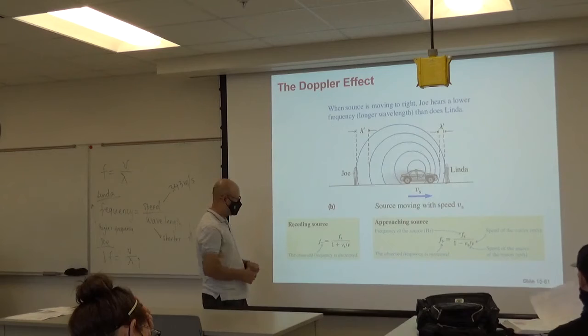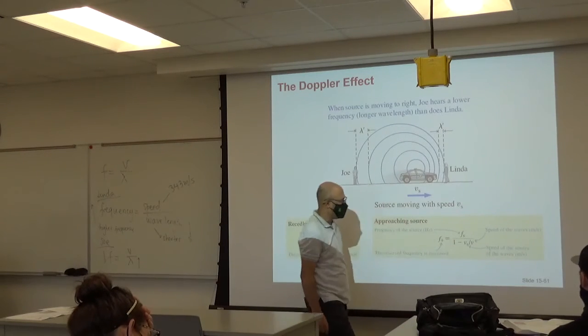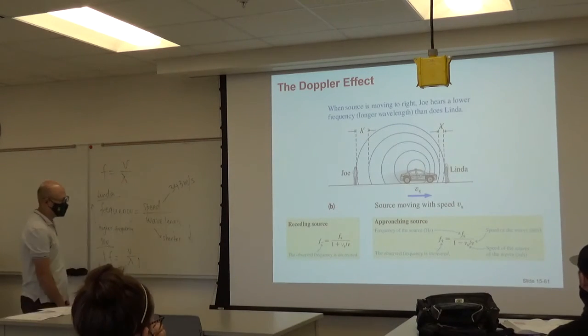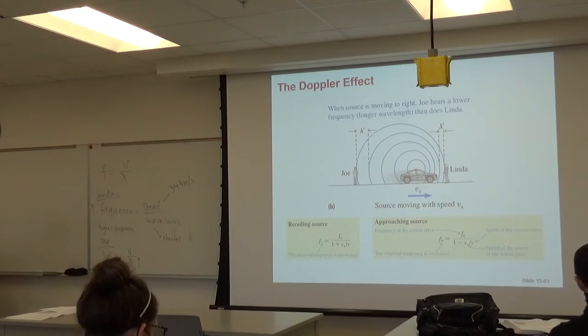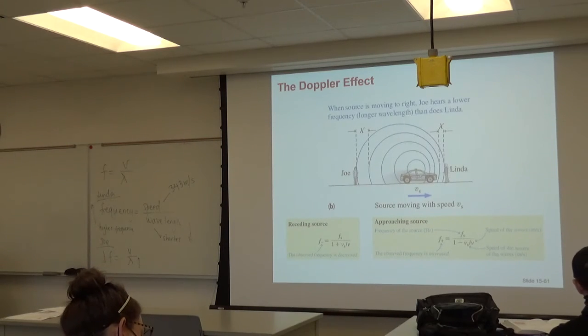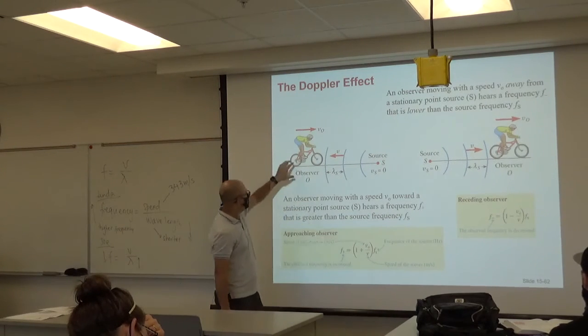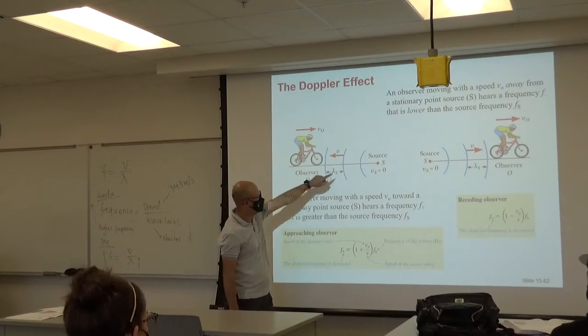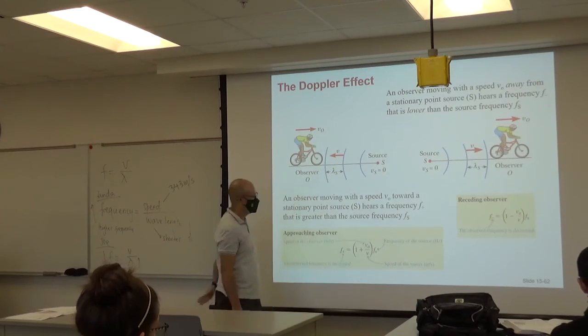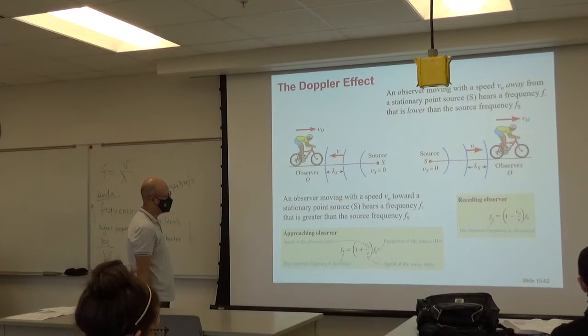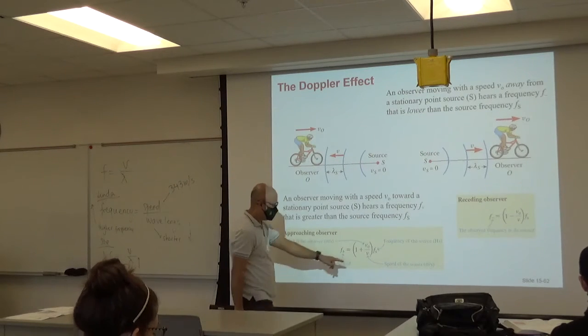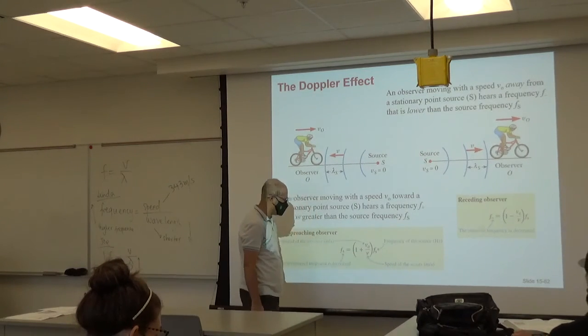Now in the next instance, this Vs will be VO, the speed of the observer. In this case, it's the speed of the source. Vs is the speed of the source. Here in this case, it would be VO, because now the observer is moving, not the source. Vs is 0. V is, as before, the speed of sound.